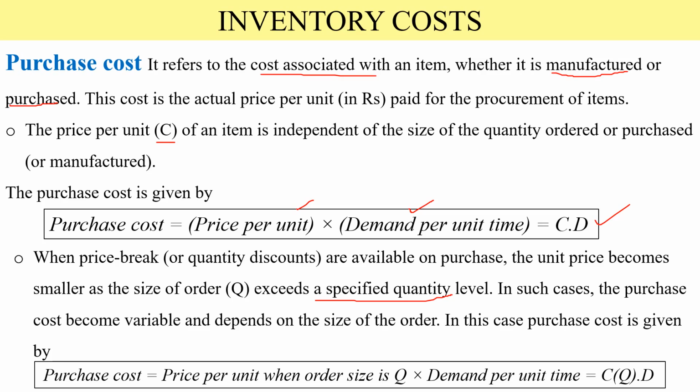In this case, purchase cost is price per unit when order size is Q, which means price per unit at respected quantity, let us consider capital Q, into the demand per unit time. That is C of Q into D.